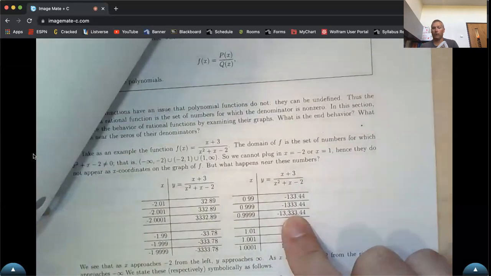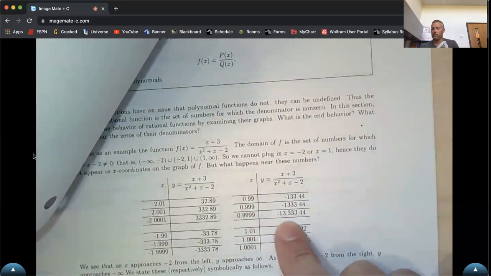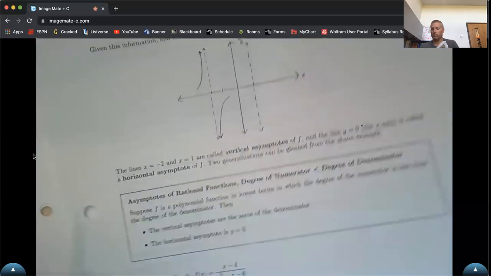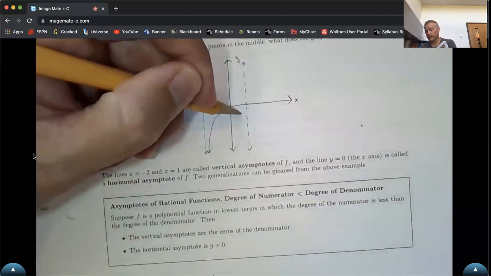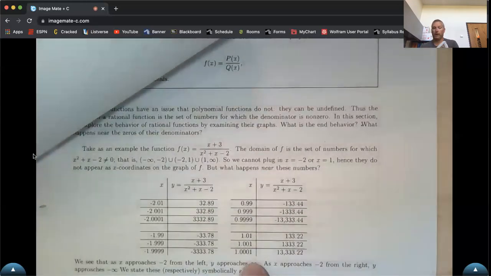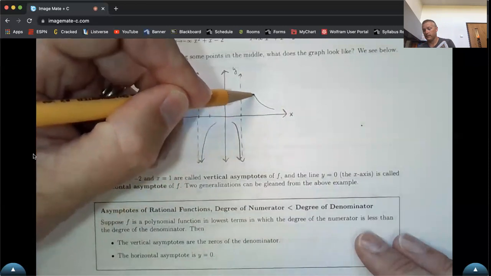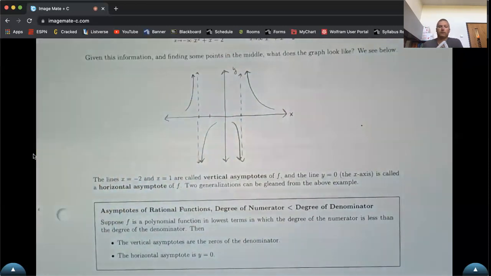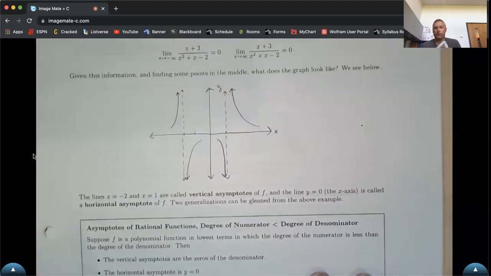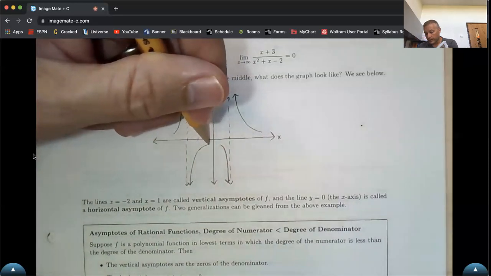For that other bad number 1, we saw that as x got close to 1 from the left side of 1, the y's got very small. So we see something like this. And we saw that as we approached x equals 1 from the right side, the y's got very large. So as we approach x equals 1 from the right side, the y's become very large. Now we could plot some points in the middle just to fill in the missing pieces here. Ultimately, this kind of looks like this.